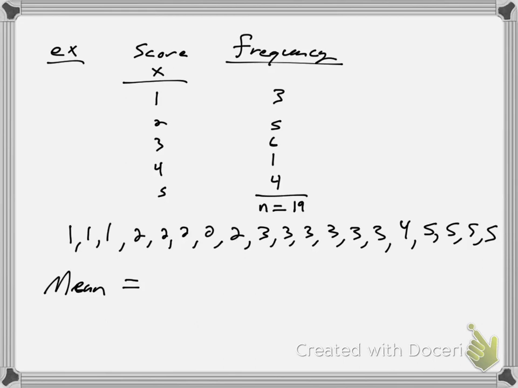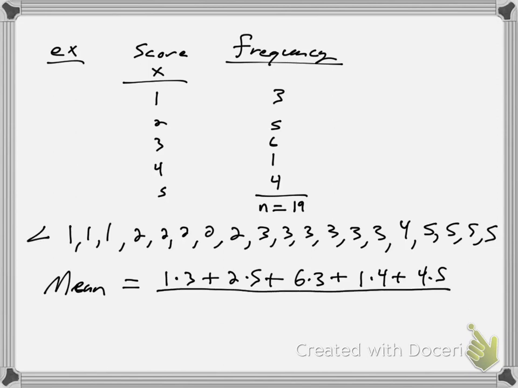One way to do it with a frequency table is: there's 3 ones, so that'd be 1 times 3, plus 5 twos, so 2 times 5, plus 6 threes, 3 times 6, plus 1 four, 1 times 4, plus 4 fives, 4 times 5. That's the sum of all of those. And then I divide by the total number, which is 19. If I plug this in my calculator, this equals 2.9 roughly. So that's the mean.